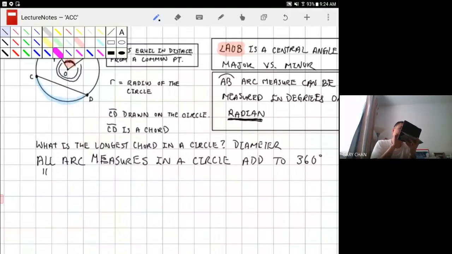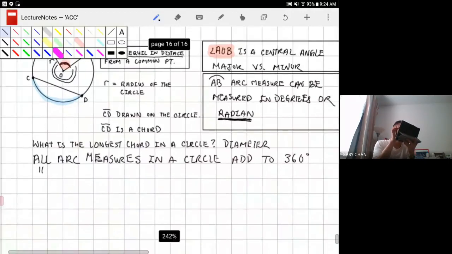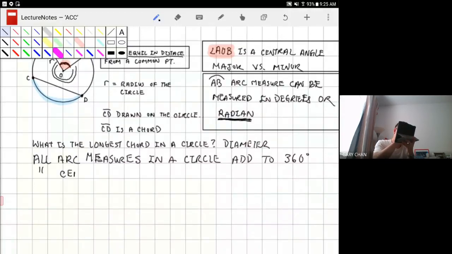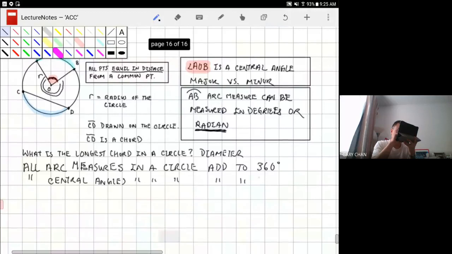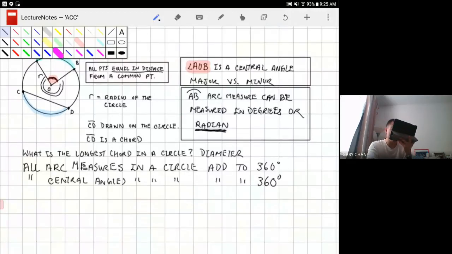Before, I said all arc measures in a circle add to 360. All central angles in a circle add to, one more time, what is that? 360. Also 360, right? Kelvin, Kian, Michael, you're okay? You guys are okay with this? Yeah, I'm okay with this. Okay, so all the angles inside of a circle add up to 360.